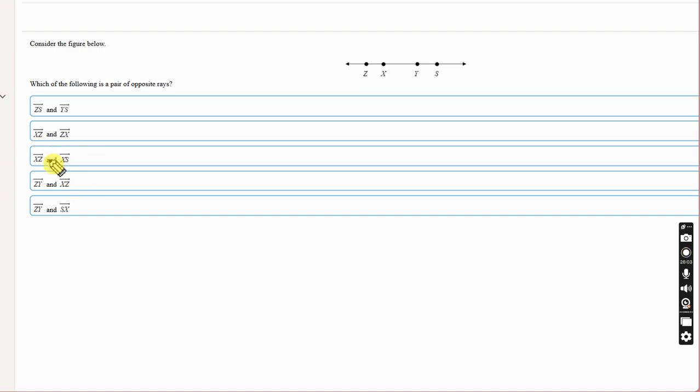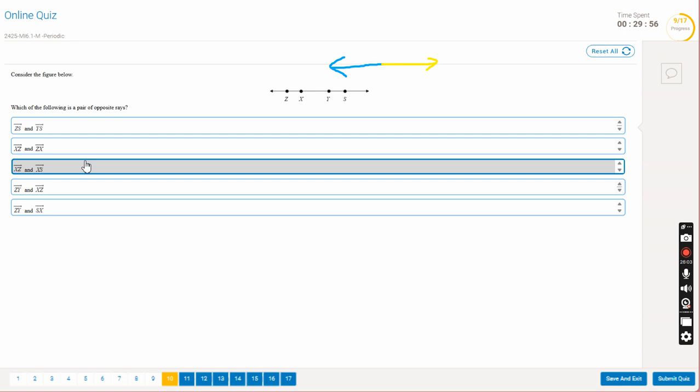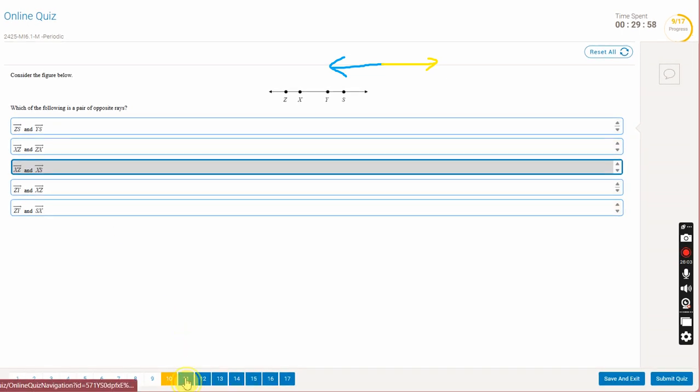I can show that to you as we go to the next option. XZ, look, this one is going in this direction from the same starting point. It's starting from the same X, it's going to the other one. XS, look, from the same point starting from X. And then they're forming a straight line in opposite directions. So this is going to be your answer, XD and XS. Let's go to the next one.